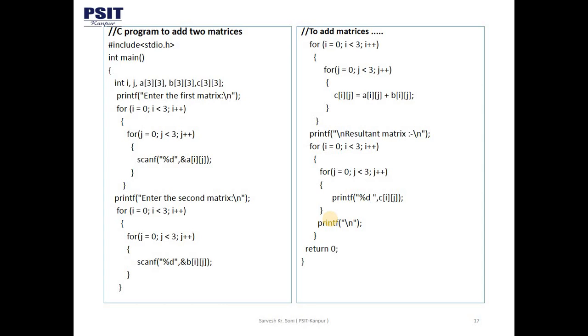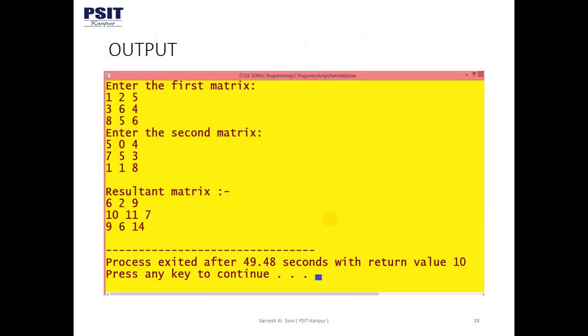So this is the simple program for matrix addition, and the output is, first of all, enter the first matrix. Suppose I have given these values in matrix 1. So after giving these values, the second matrix is also given from the keyboard, and after that we will get the resultant matrix. So this is the output of this matrix addition program.